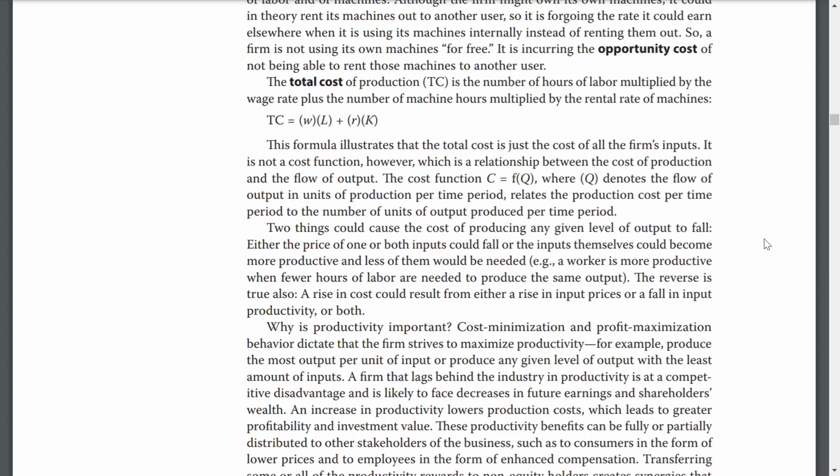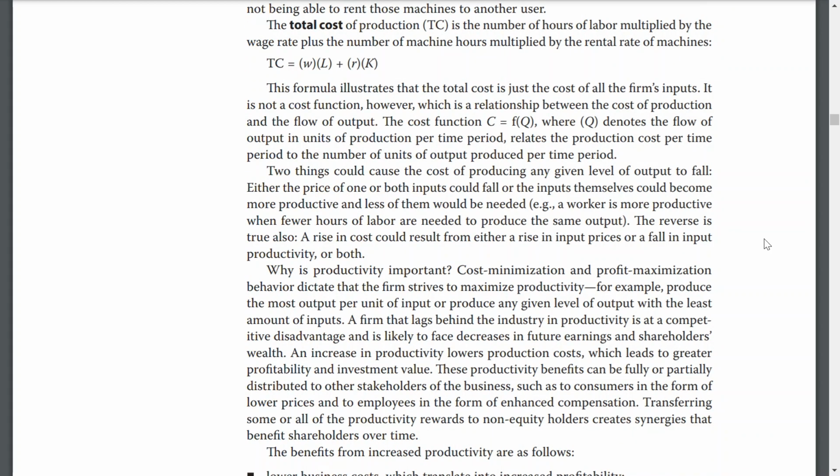Two things could cause the cost of producing any given level of output to fall. Either the price of one or both inputs could fall, or the inputs themselves could become more productive and less of them would be needed. E.g., a worker is more productive when fewer hours of labor are needed to produce the same output. The reverse is true. Also, a rise in cost could result from either a rise in input prices or a fall in input productivity, or both.